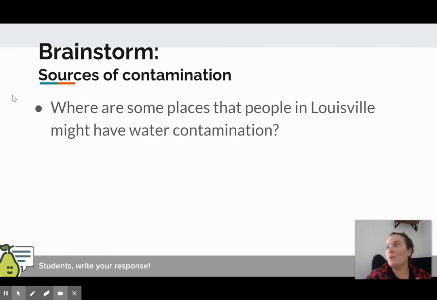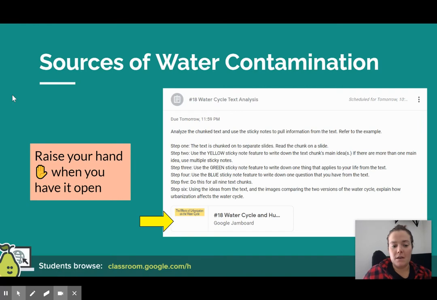So if we think about Louisville as an urban place, where are some places in Louisville that might have water contamination? So, right off the bat, we should think about the Ohio River. There are several factories that are based on the Ohio River, and stuff is being dumped in there all the time. We also see plenty of trash. We see sewage that might be sent into the Ohio River. And anytime that it rains, all of the stuff that gets washed away from the streets and from people's cars goes into the river.